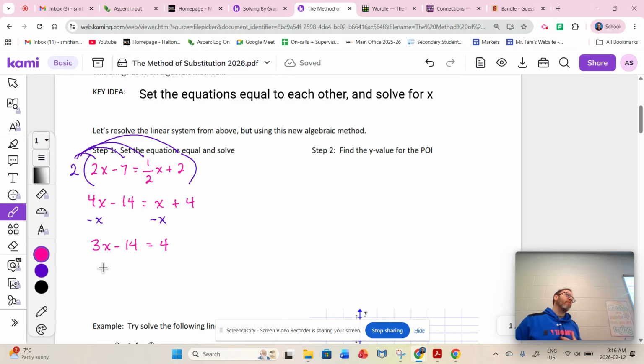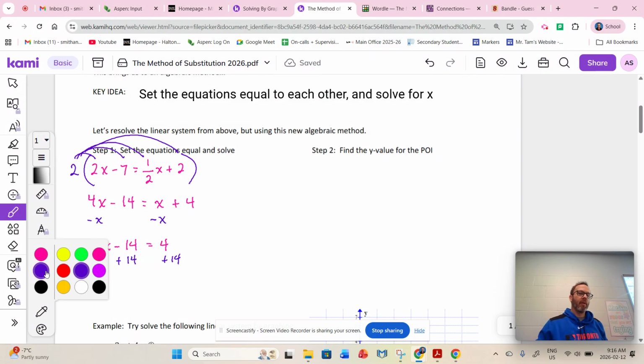And now it's a 2-step equation. We'll solve that 2-step equation. And I sure hope we get the same x value we got by graphing. Otherwise, I don't know what we'll do. I suppose I'll just quit teaching. I'll just walk out right now. It'll work. Of course it'll work.